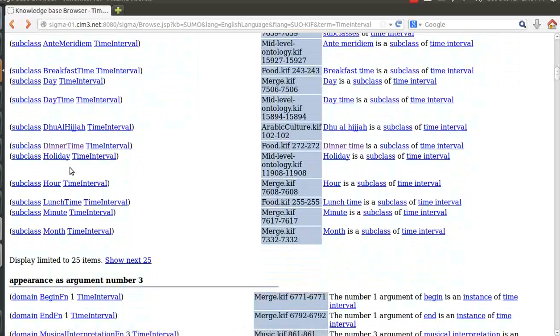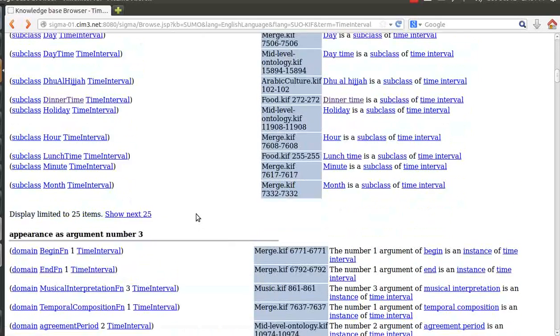There's also lots of very conventional things, like we talk about the time interval of 1 hour, or the time interval of the class of all lunch times. Minutes or months.